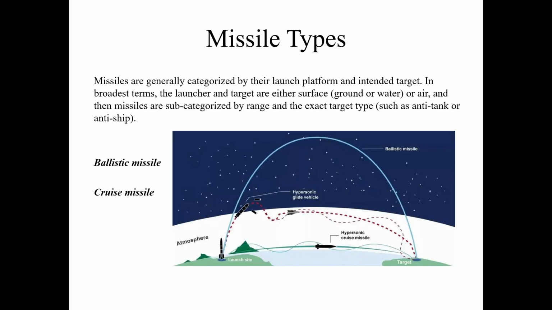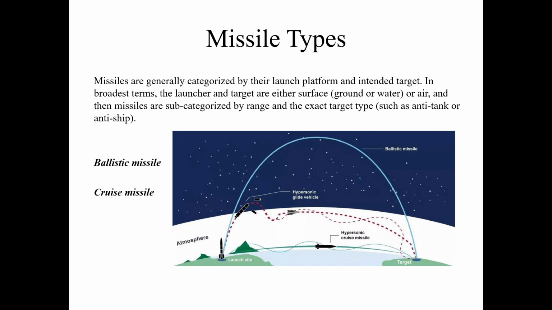So missiles are generally categorized by their launch platforms and intended targets in the broadest terms. The launch and target are either surface or air, or in sea or sometimes inside the sea. The missiles can be subcategorized by the target type. There may be anti-tank missiles which are on the surface, anti-ship, and also anti-submarine missiles. So first we'll talk about ballistic and cruise missiles.